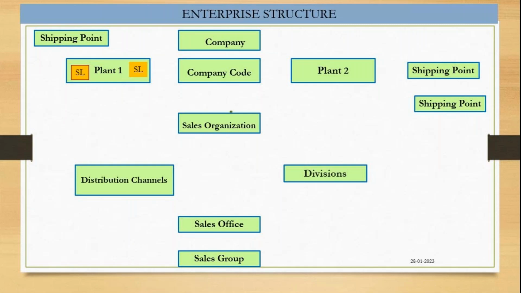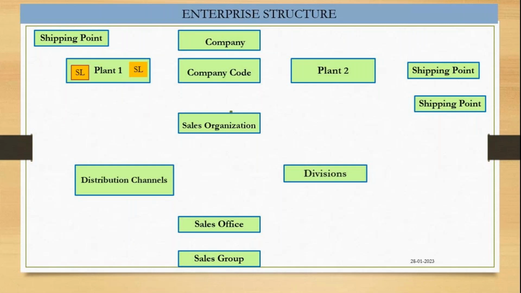So similarly, the PP module says it as a production plant. The MM module says it as a stock keeping unit. FICO says it as a valuation area. Similarly, the SD module uses a plant as a delivering plant, because the delivering plant is the one from where a material is sent to the customer.